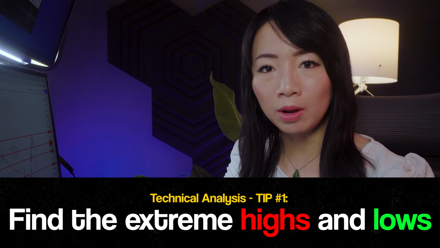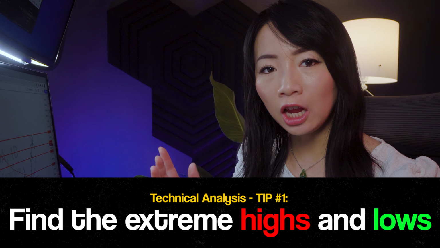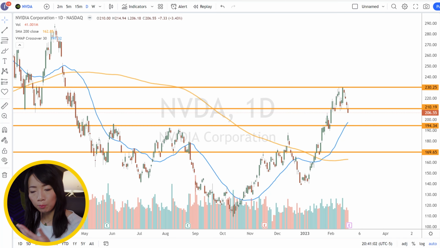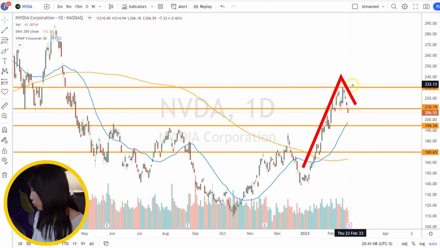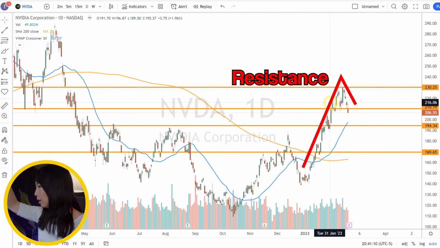Here are 3 quick tips for you when drawing support and resistance in basic technical analysis. Find the extreme highs and lows, V-shapes and W-shapes on the chart. So you want to find the most obvious points you're looking at. In this case, the previous resistance that we drew is an obvious point of resistance over here, when it peaked out and sold off.